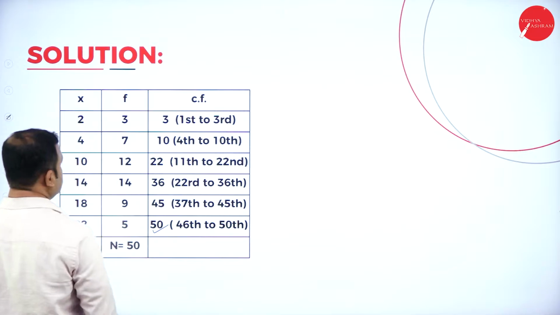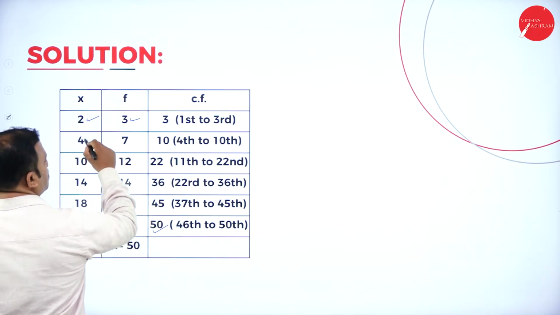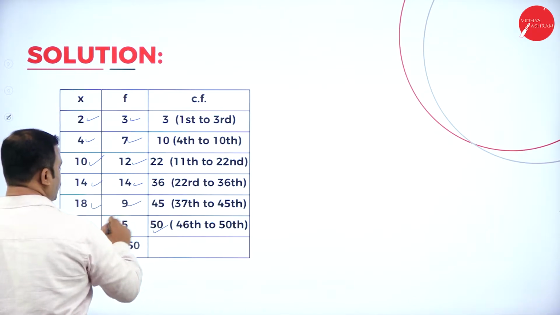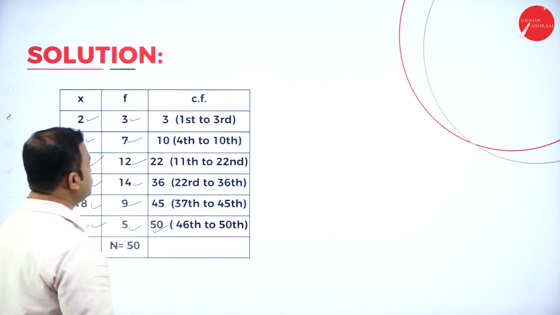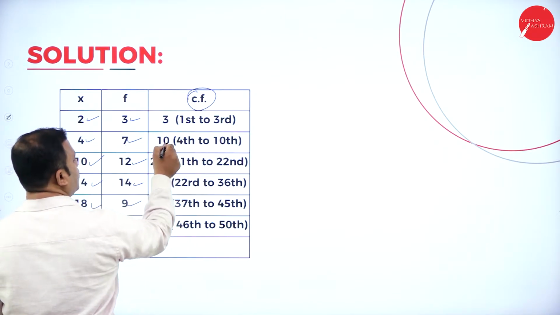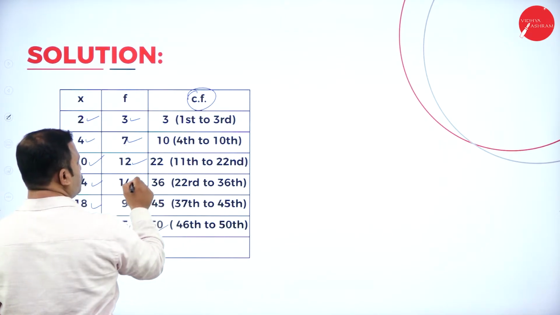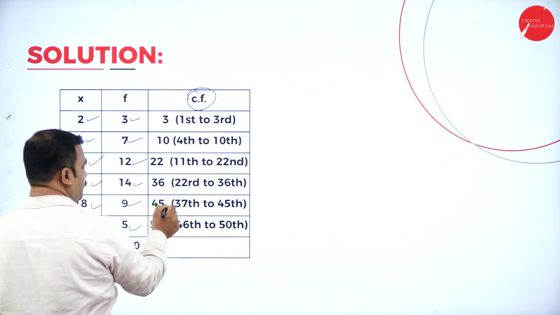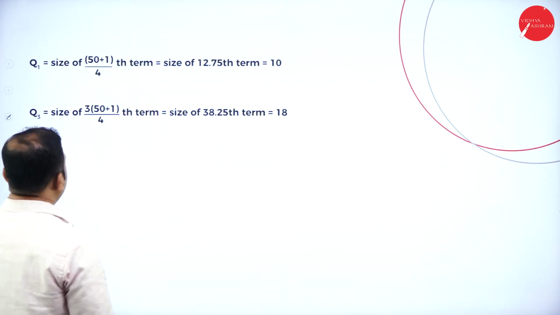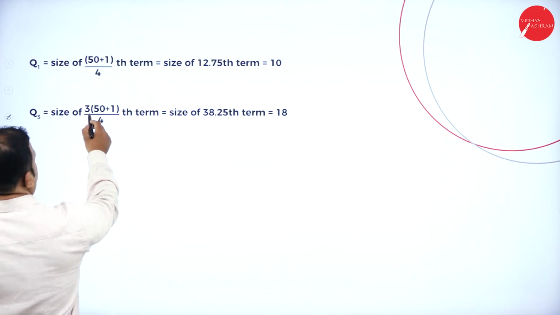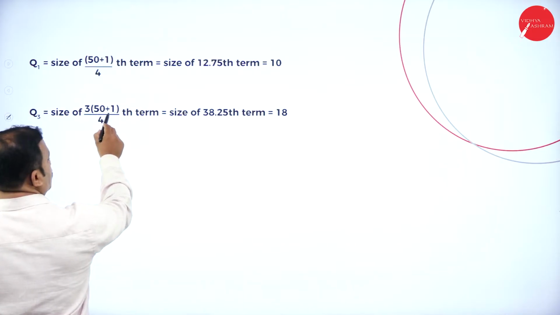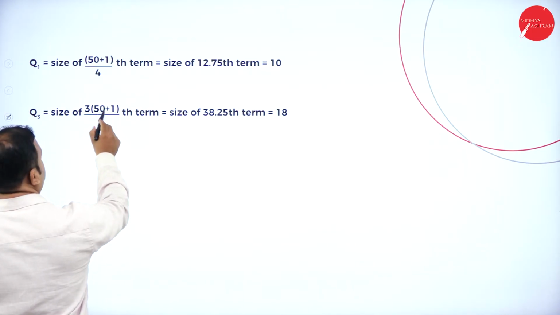We have 50 terms. 2 is repeated 3 times, 4 for 7, 10 for 12, 14 for 14, 18 for 9, 28 for 5 times. So we have these terms here. The cumulative frequency is 3, 3 plus 7, 10, 10 plus 12, 22, 22 plus 14, 36, 36 plus 9, 45, 45 plus 5, we have 50 here. So now, 50 plus 1 is what? 51. We have 51 by 4.